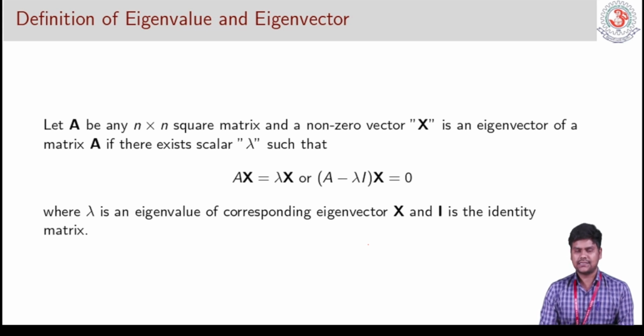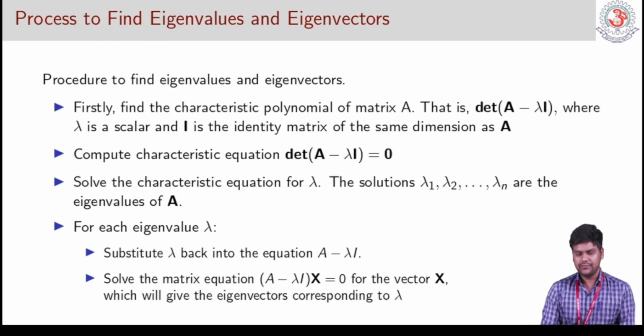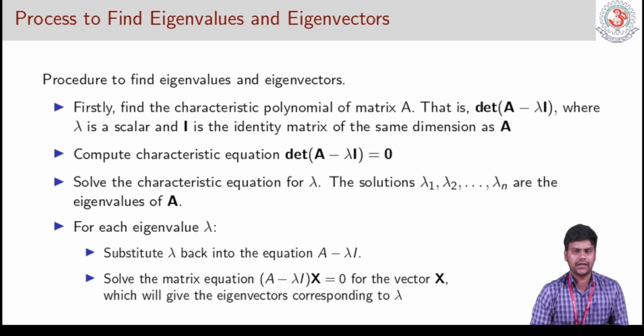You can ask why we are taking n cross n square matrices here, instead of any other size of matrices; you will see that in the process. For finding the eigenvalues and eigenvectors, firstly we need to find the characteristic polynomial. The characteristic polynomial is the determinant of A minus lambda I. Before that, we need to form the matrix A minus lambda I, where I is the identity matrix of the same size as A.